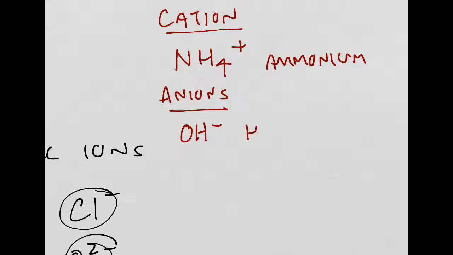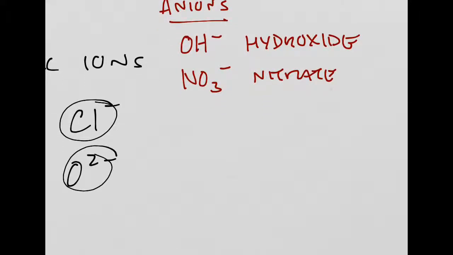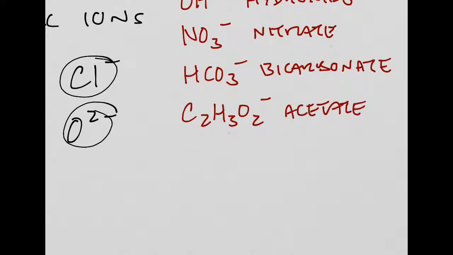We have hydroxide. And then we have nitrate. And then we have bicarbonate. And the last one of the -1s is acetate. And again, you're going to have to remember those subscripts as well as the atoms associated with these things. Okay, so those are the 4 -1.